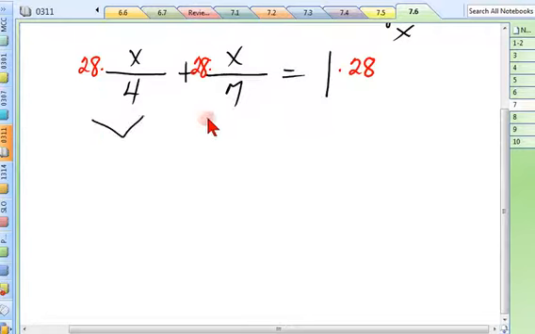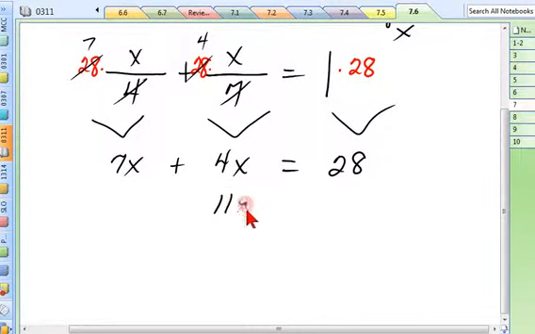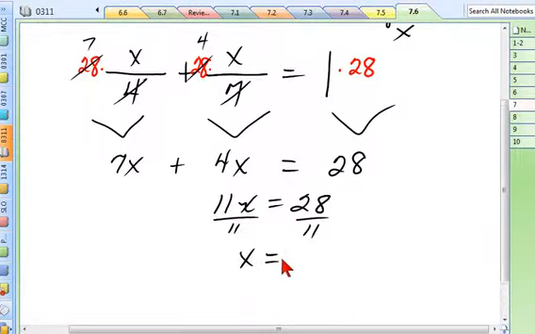I have 1, 2, 3 products. 4 goes into 28 7 times. I have 7x. 7 goes into 28 4 times. I have plus 4x is equal to 1 times 28 is 28. Combining my like terms, I have 11x is 28. I'm going to divide by 11. X is, pause, go back and read, and it changes.